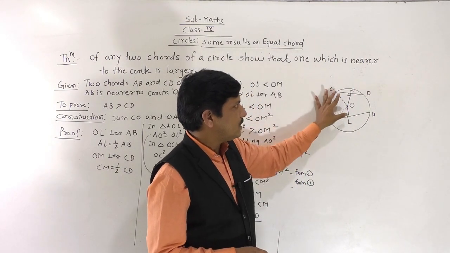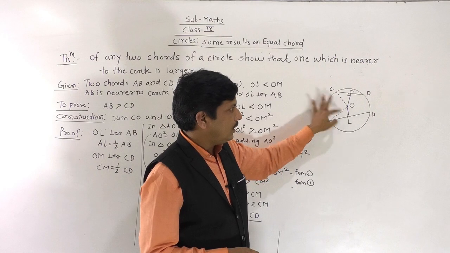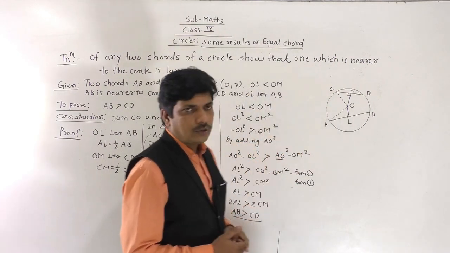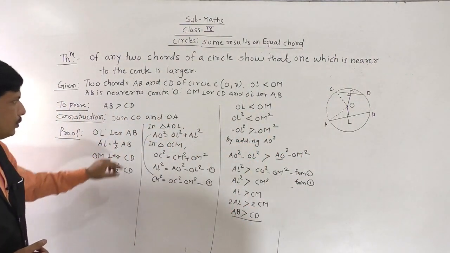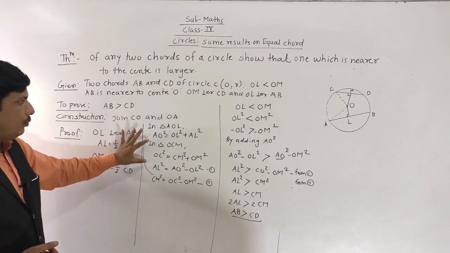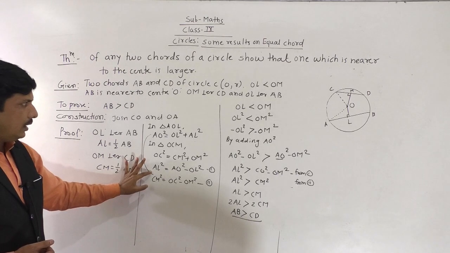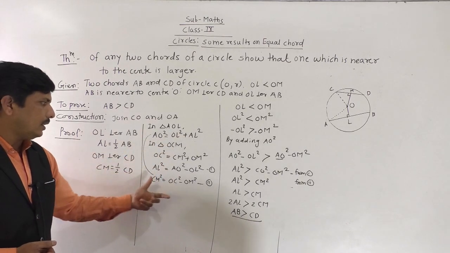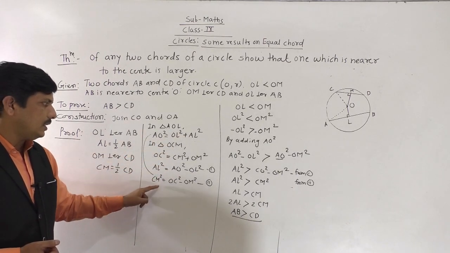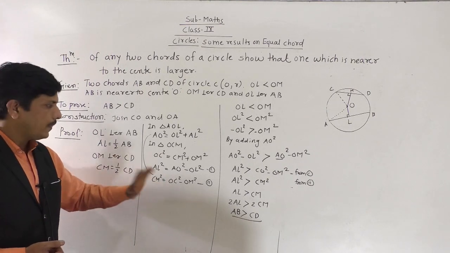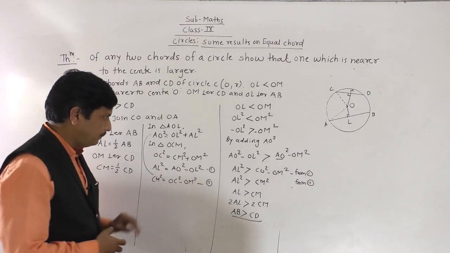Then we have done some construction, join OC and OA. Then Pythagoras property here and here. In both places we have taken the Pythagoras property. So here AO square is equal to OL square plus AL square, that we have taken here. AL square we have shifted here, and this is CM square for the second triangle. CM square is equal to OC square minus OM square. Okay, so that we have done.